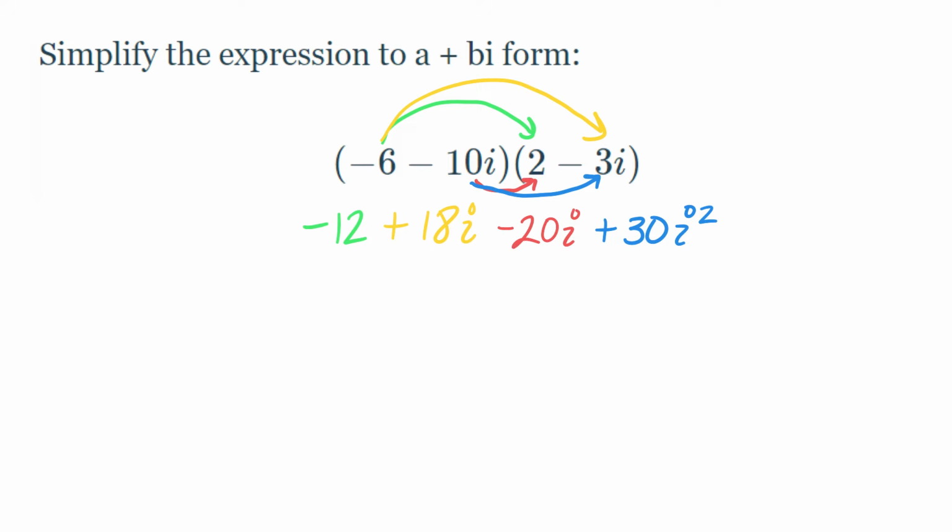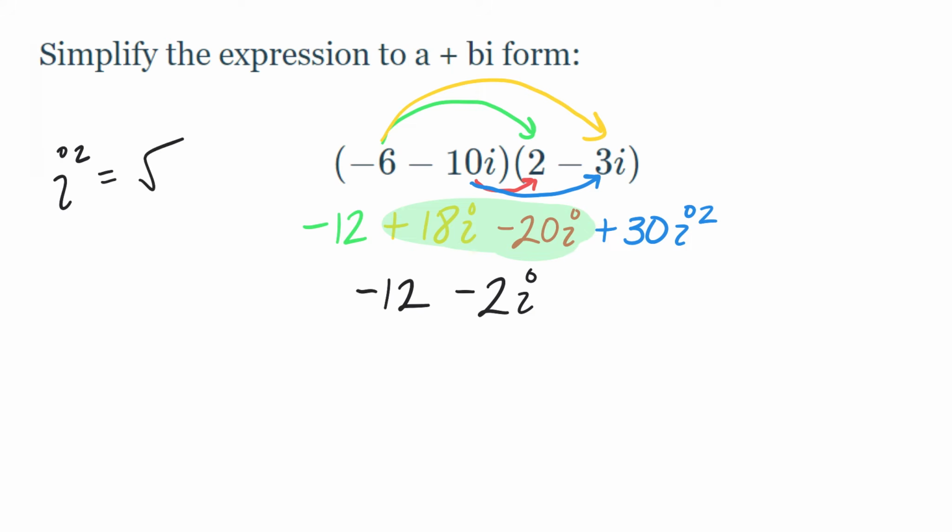So first, let's combine our like terms. We do have a couple of those, and we'll get back to the i squared in just a second. So we have 18i and negative 20i. These two values combine to give us negative 2i. And the negative 12 in front currently has no like term. So this is negative 12 minus 2i. But we still need to deal with this 30i squared. Now I could go over to the left and tell you, okay, we're going to change the i squared.